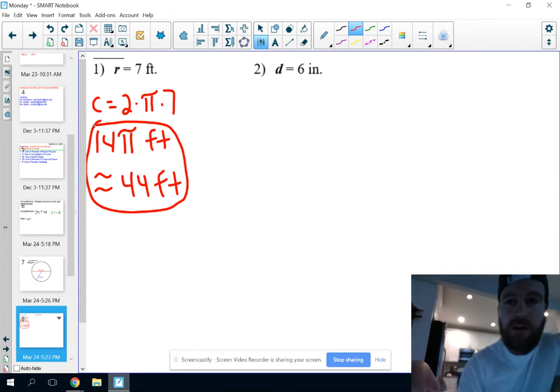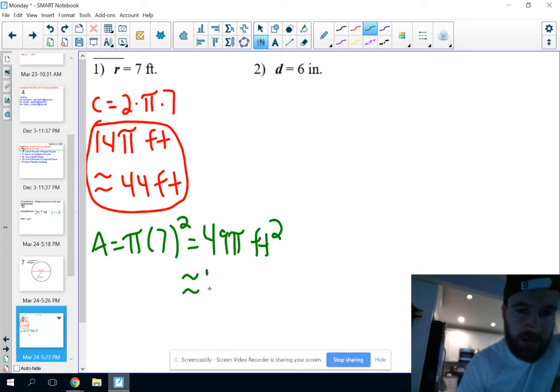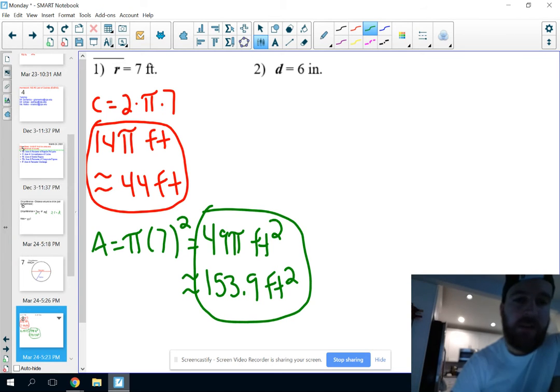And then our area is equal to pi times radius squared. So pi times r squared. Our exact answer will be 49 pi. And remember, our units are always squared for area. And then our rounded answer, plug that into the calculator, 153.9 feet squared. So we're always looking in those first few problems for exact and rounded.